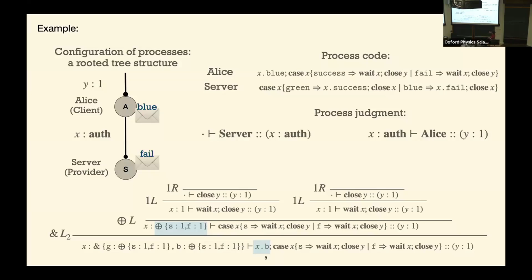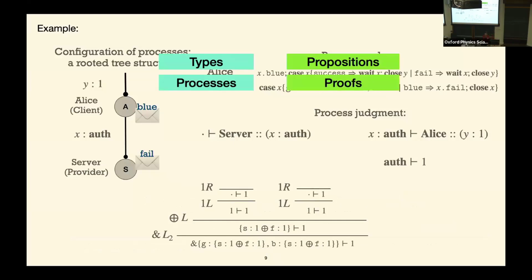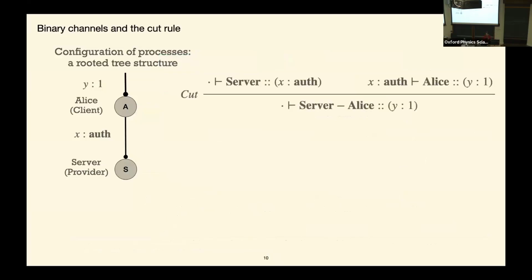And if I drop these process names and the channel names, I get this proof in linear logic, or authentication, proving 1. Okay, so far I showed you how Caires and Pfenning show that types are propositions and processes are proofs. Okay, so next I want to show how you can put two processes, the proofs of two processes, together to get the proof of the whole configuration.